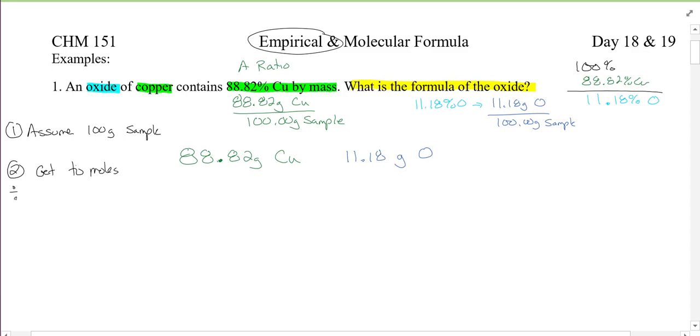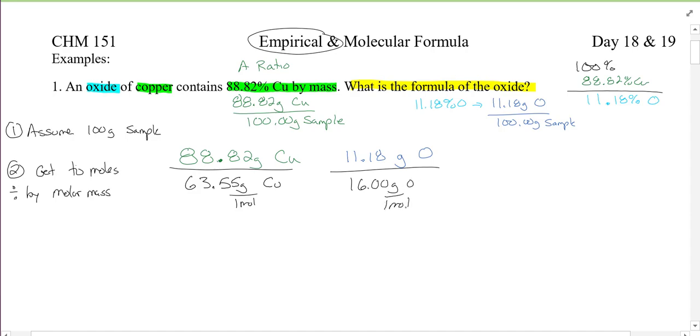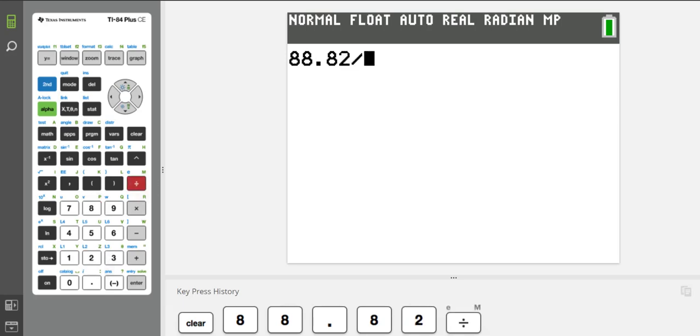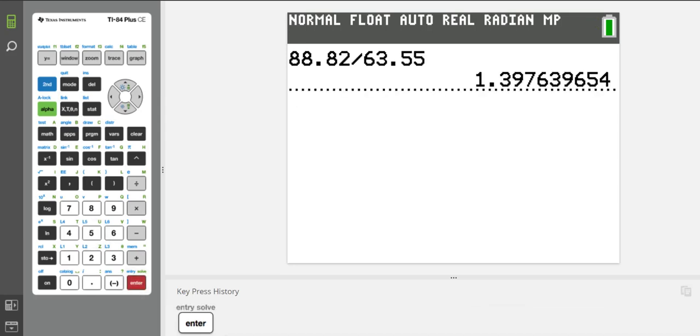And we know that we divide by the molar mass to get the moles. So make sure you have your periodic table. We have 63.55 grams of copper is 1 mole. And 16.00 grams of oxygen is 1 mole of oxygen. All right, and so again, how do I do this? 88.82 divided by our 63.55. I get 1.39763965. That's a lot of numbers.